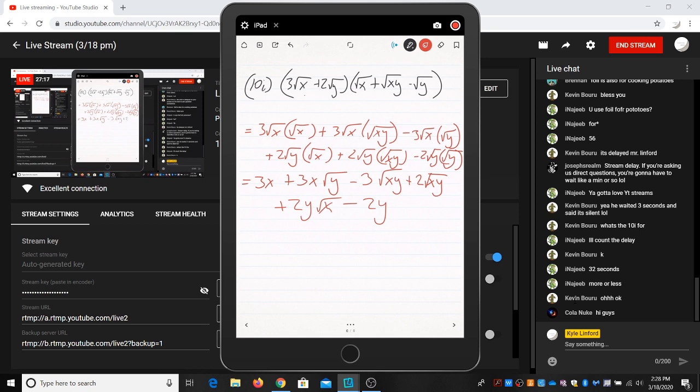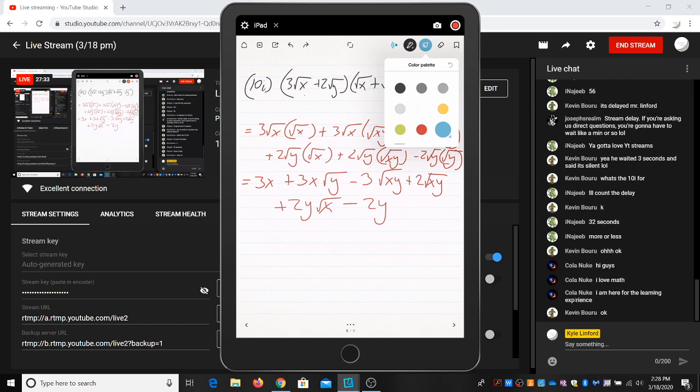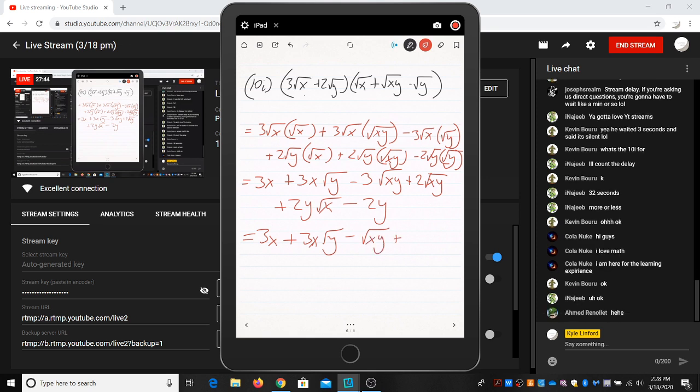All right, we can go ahead and try to find the like terms now. Let me see if I can circle those in blue. It looks like the like terms are right here and right here. And that's pretty much it. It's just those two. So our final answer should be, if we combine those, 3x plus 3x root y minus 1 root xy plus 2y root x minus 2y.